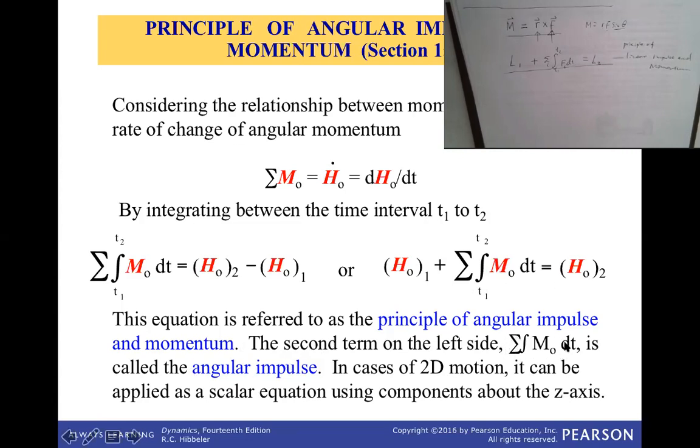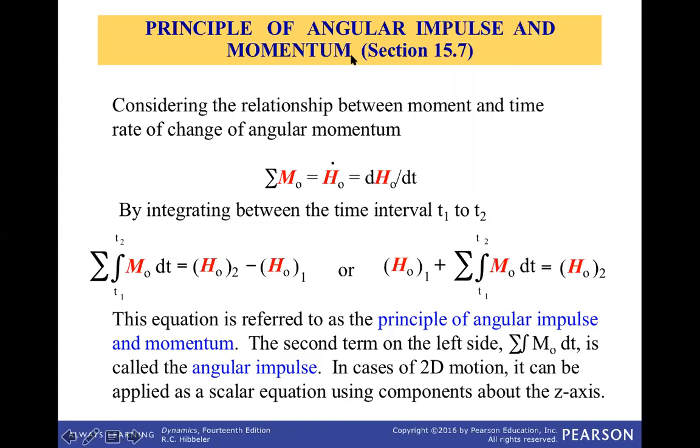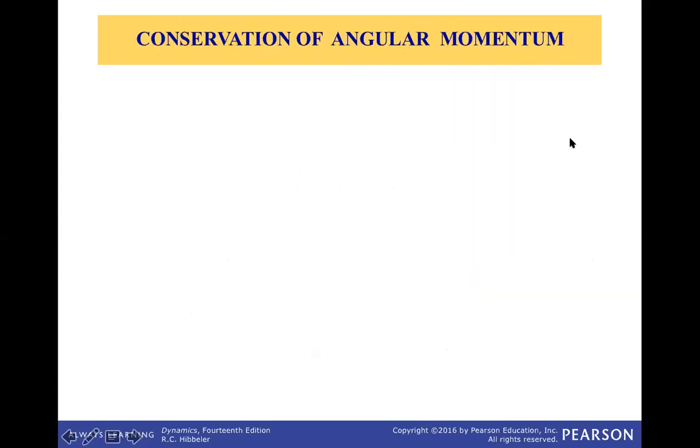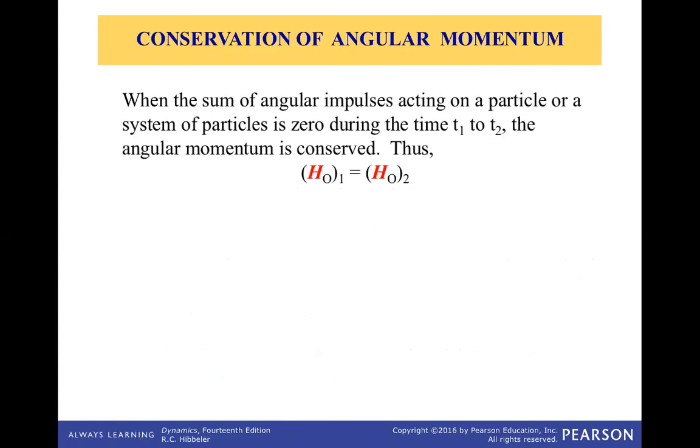The summation of the integration of MO dt is called the angular impulse. In cases of 2D motion, it can be applied as a scalar quantity using the components about z. That means you can break this into x component and y component, and also this will be in x component and y component. So you'll just have the component form of this principle of angular impulse and momentum.